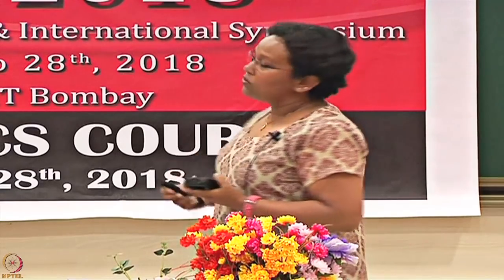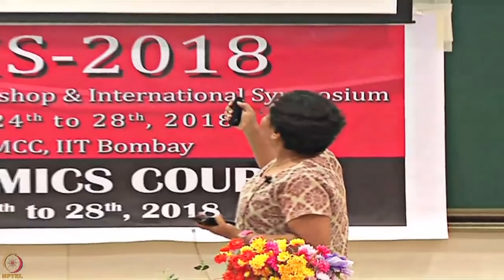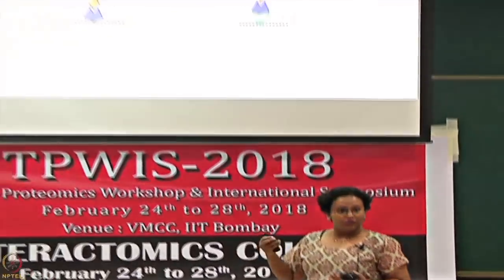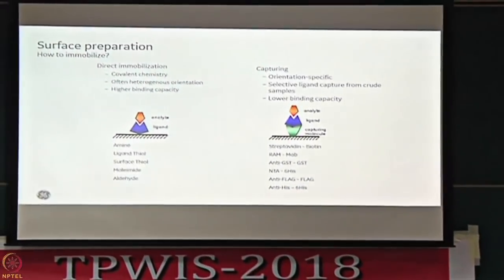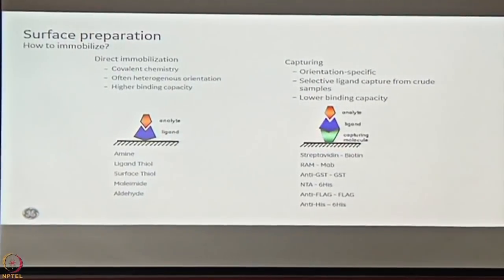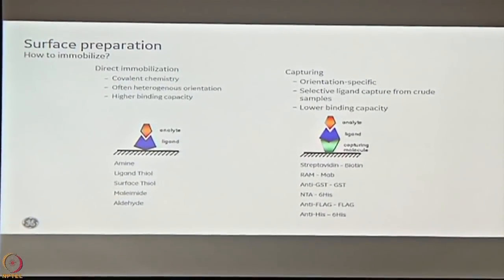Surface preparation, I think you saw this slide. Surface can be prepared in two ways. One, you directly immobilize the ligand, right? In the other one, you actually capture your ligand. So in capture, you are actually capturing the molecule, whereas in the other, the ligand is immobilized directly on the surface.